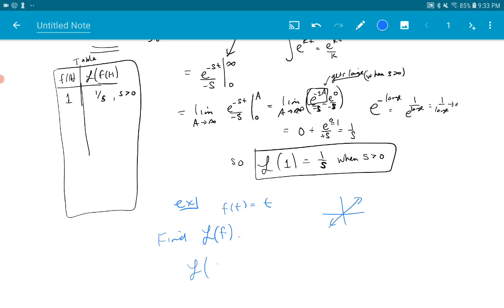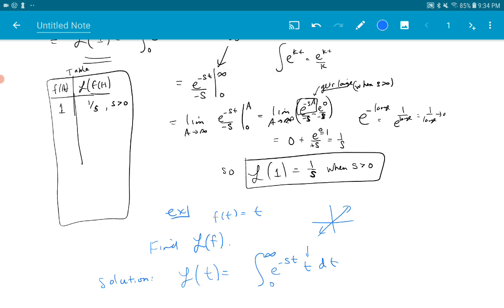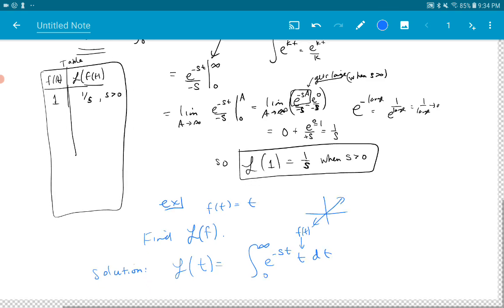Okay, well, the Laplace transform of t is just going to be the integral by the definition. It's the same steps we did before. It's the integral from 0 to infinity, e to the negative st times t dt. That's the only difference this time. We're plugging in a t. This is our f, or our f of t, our function.